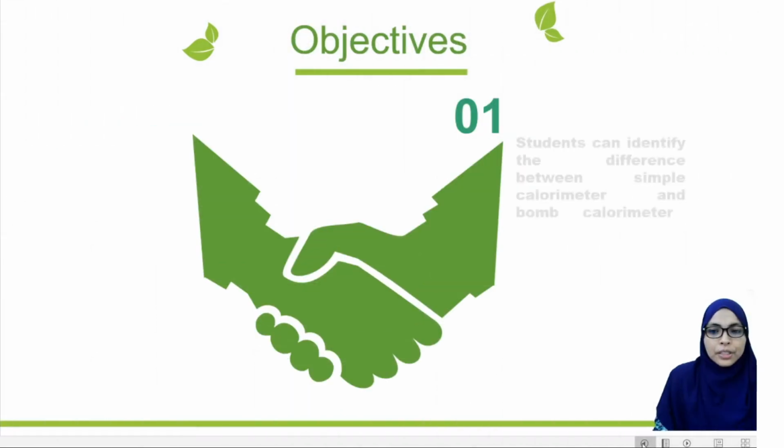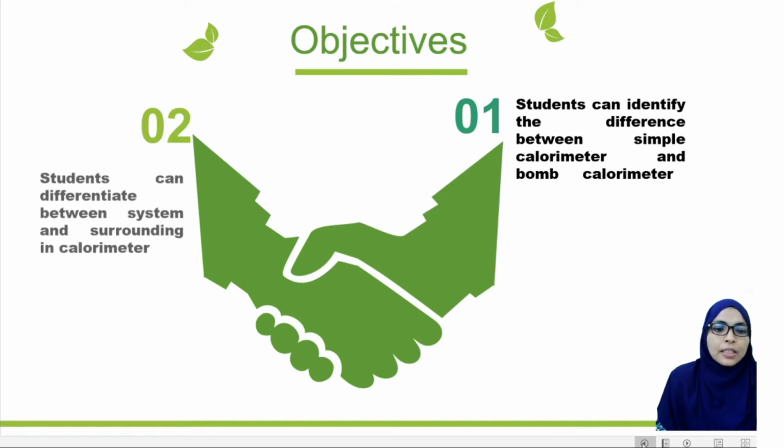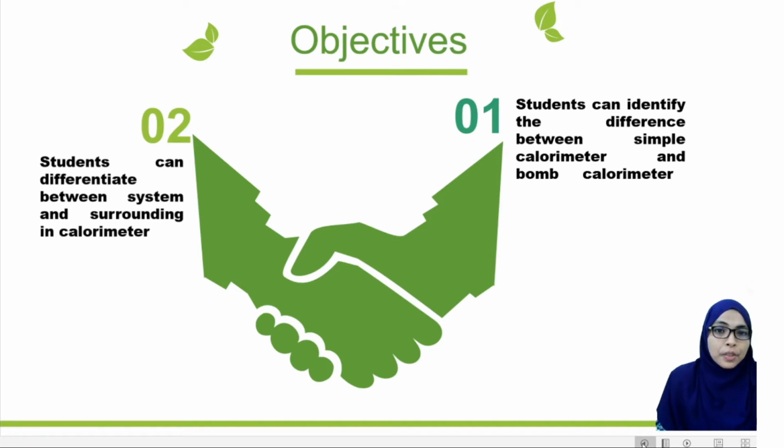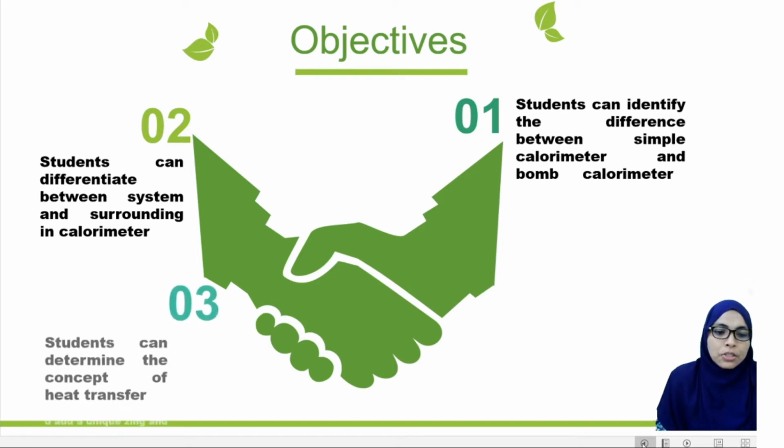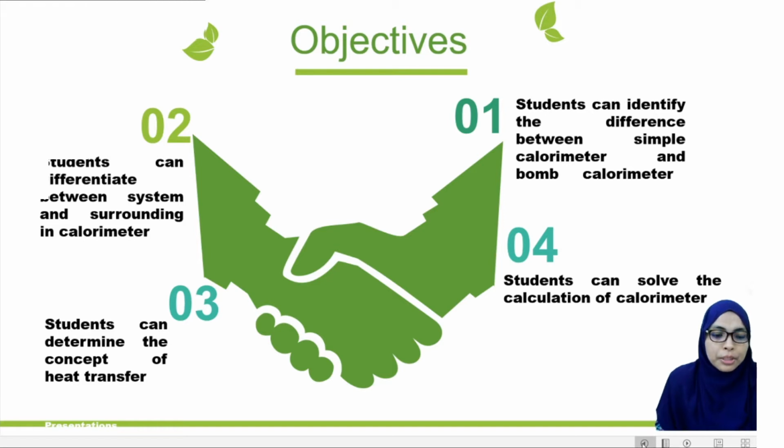The first objective, student can identify the difference between simple and the bomb calorimeter. Second, student can differentiate between the surrounding and the system in the calorimeter. Thirdly, student can determine the concept of heat transfer. And lastly, student can solve the calculation of calorimeter.